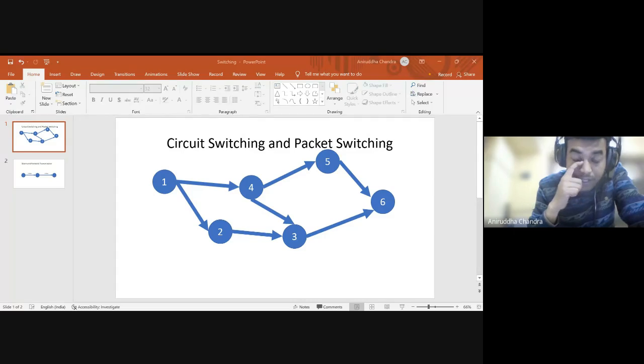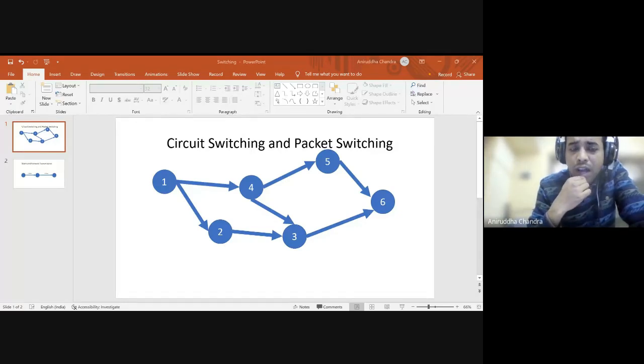So switching is actually considering a set of nodes and links so that you can set a path between two nodes. Let me explain once again. Suppose in a network there are many nodes and many links interconnected in a fashion like whatever I have shown on this screen.